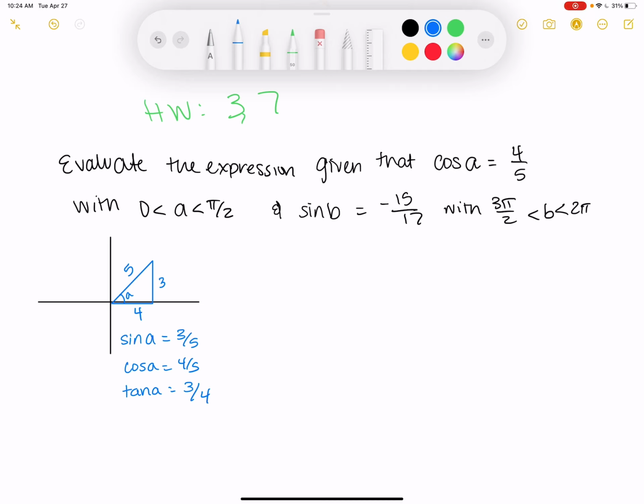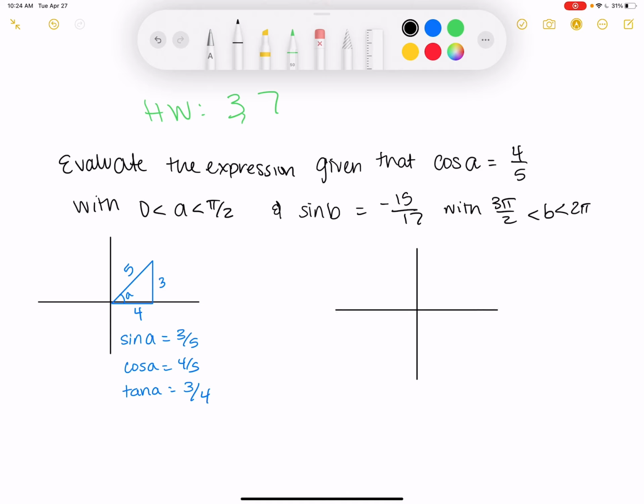Do we have to find the flipped functions for this too? No, since we're with sum and difference, we only need sine, cosine, and tangent. So I'm just going to do those three. I don't need to do the other ones. All right, so that's triangle A. So now I need to do triangle B.